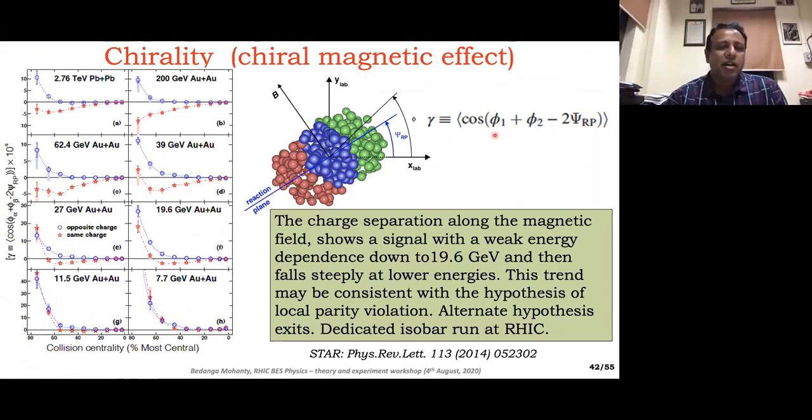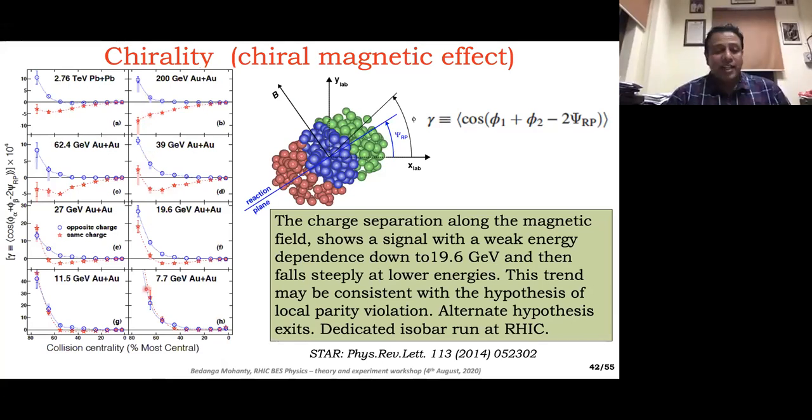And STAR has done a very systematic measurement of this gamma variable as a function of collision centrality from 7.7 GeV to 200 GeV, also shown our results from 2.76 TeV. What is interesting is that the red points are this correlation for same charge and the blue points are for opposite charge. And you see there is a distinct difference. And as you dial down the collision energy, the difference vanishes.